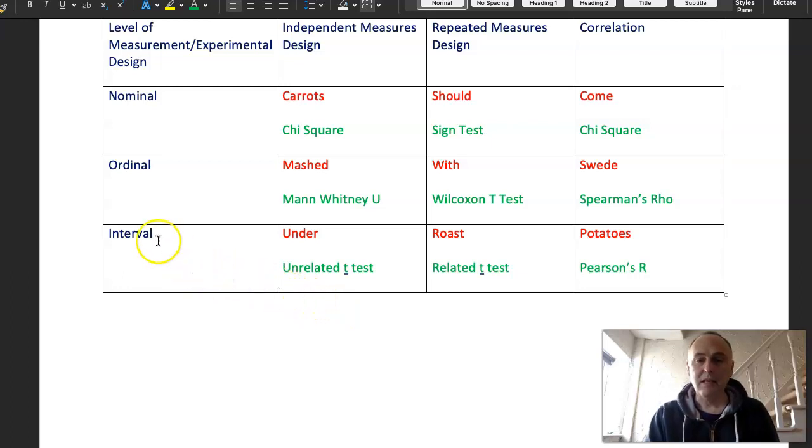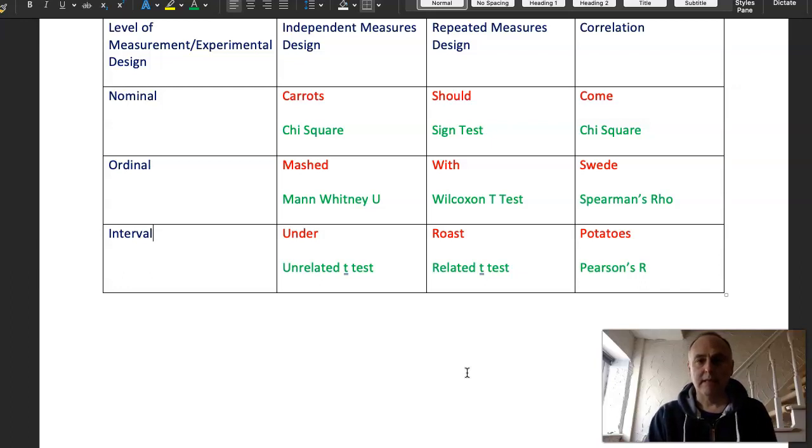So you can see here that if you had interval data and you had an independent measures design, then you would use an unrelated t-test. If you had repeated measures and interval data, you'd use a related t-test. And if you were looking for a correlation, a relationship between two covariables, then you would use Pearson's r if you had interval data. Spend a bit of time on that, pause the video, and I have some questions for you as soon as you come back.